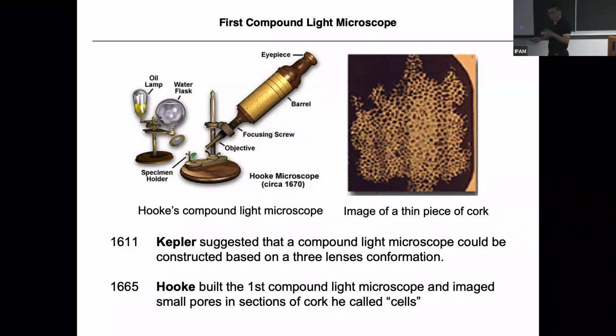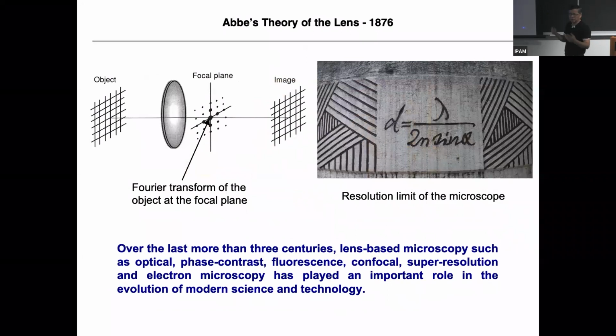Now the idea of the microscope was first suggested by Kepler, the famous astronomer. In 1611, Kepler suggested that a compound light microscope could be constructed based on a three-lens configuration. Fifty years later, Hooke built one. He was not the first to build one, but he built a microscope and studied biological samples, all kinds of insects and different samples. If you have a chance to go to the Huntington Library and Gardens, I strongly encourage you to go there.